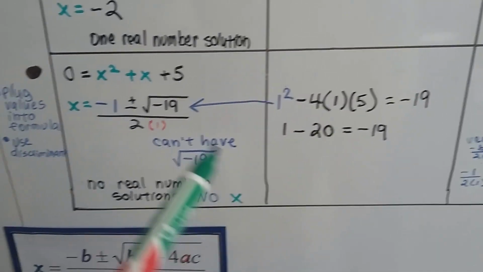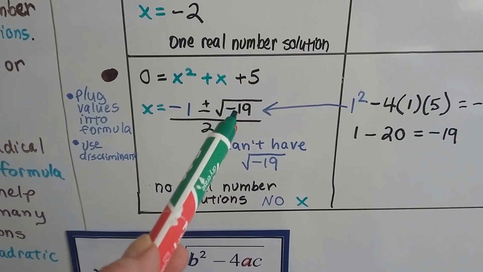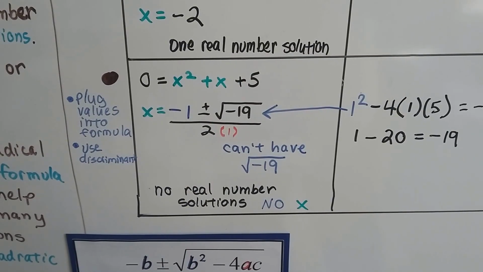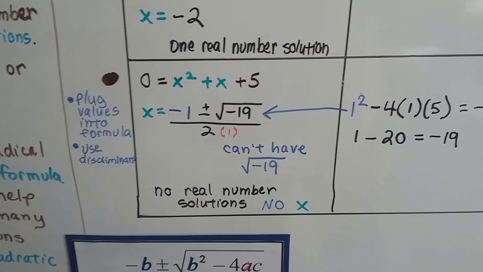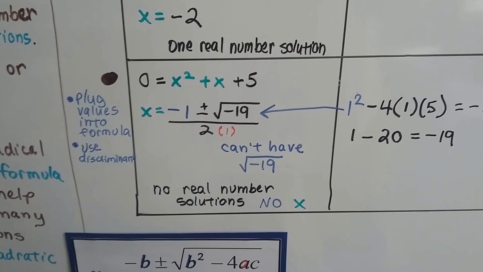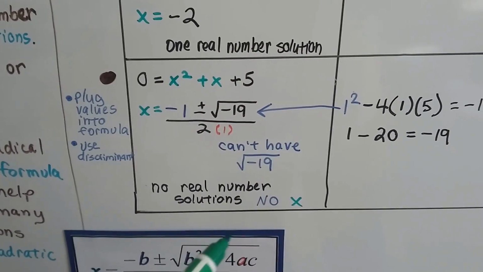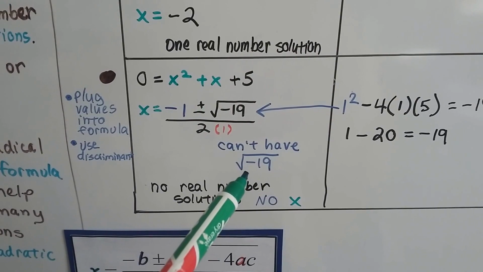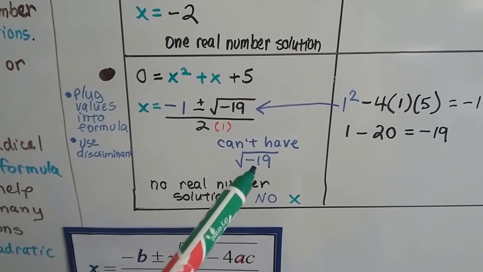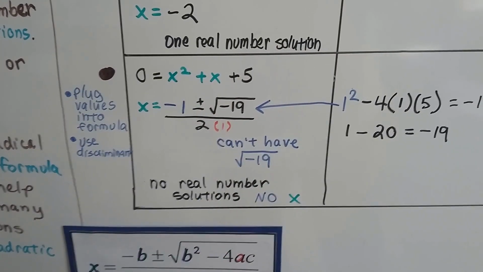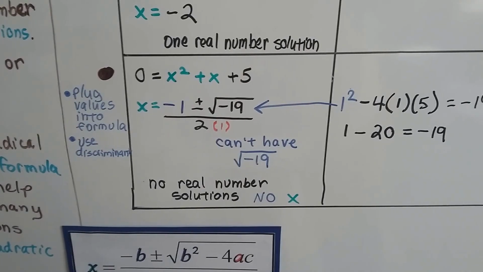That's a negative number. That means we're putting a negative number underneath the radicand. See? Under the radical symbol. And we can't have that, can we? You can't put a negative number under a radical sign. So there's no real number solutions. See? There's no x.